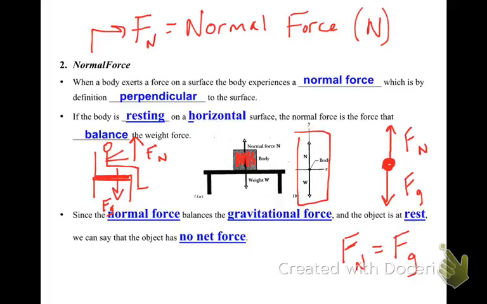That's all that's saying. Now, since the normal force balances the gravitational force and the object is at rest, we can say that the object has no net force. Because, again, think of it in terms of a tug-of-war. Our normal force is pulling upward with the same amount of force as our force of gravity. So if we assign arbitrary values, and say our weight force is 500 newtons, then our normal force is pointing in the opposite direction, but has the same magnitude. So again, if you're in a tug-of-war with yourself, who's winning? Nobody. There's no net force.